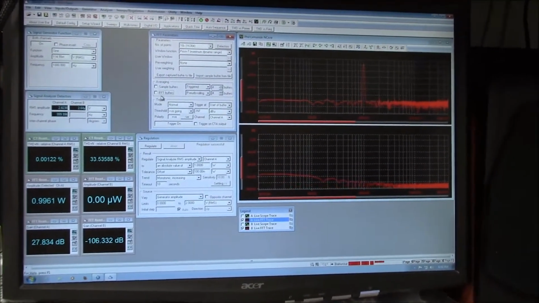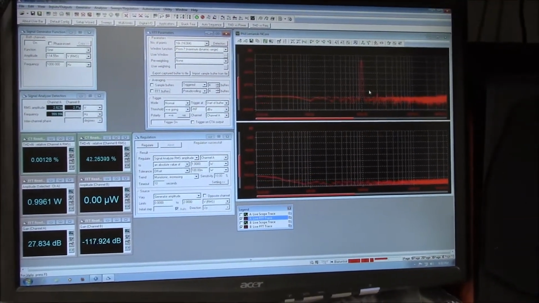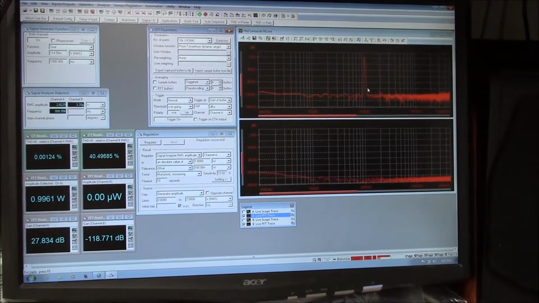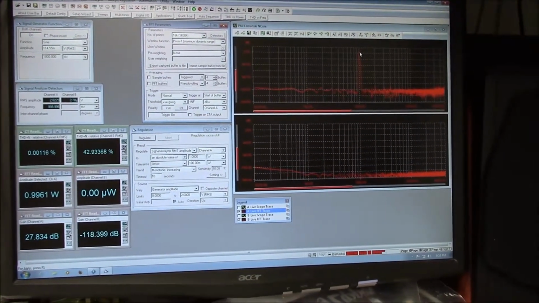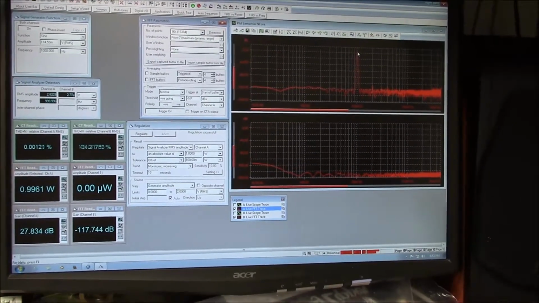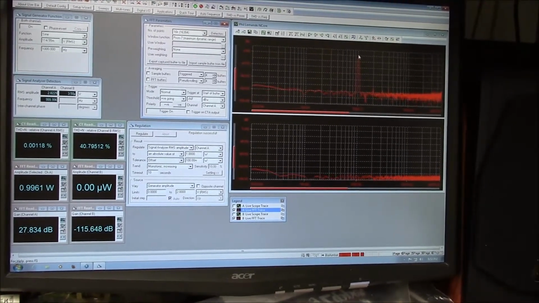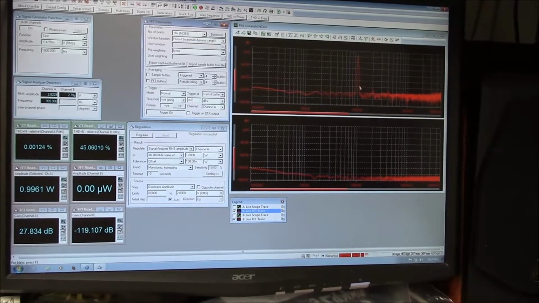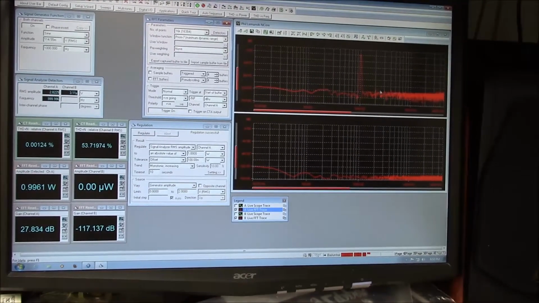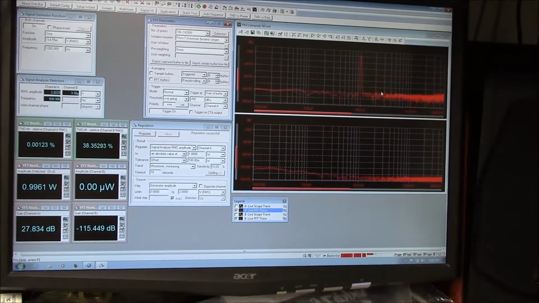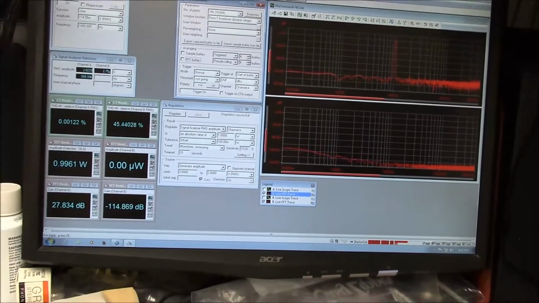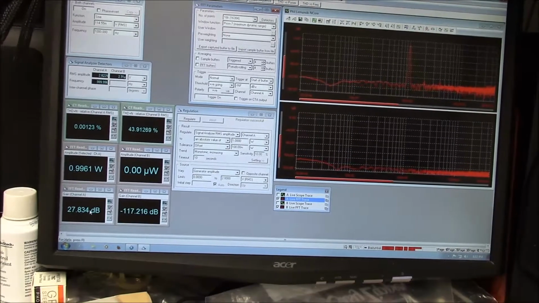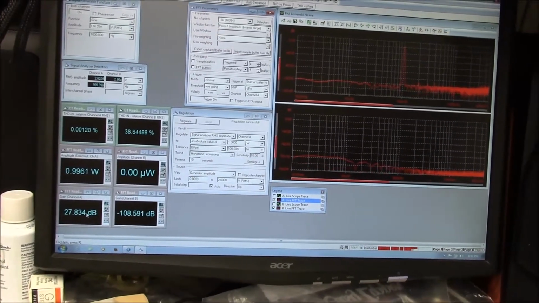Right now the amplifier is putting out 1 watt of power, and we can see where the mouse is. This is an FFT plot, so the zero dB is a little over 2 volts, 2.83 volts into 8 ohms. So there's that, there's the harmonics, second harmonic, third, fourth, they're all way under 100 dB. If you look over here, you can see it's got 27.83 decibels of gain, which is exactly as expected.